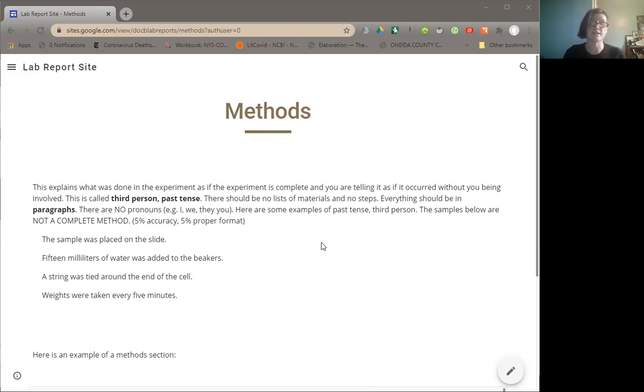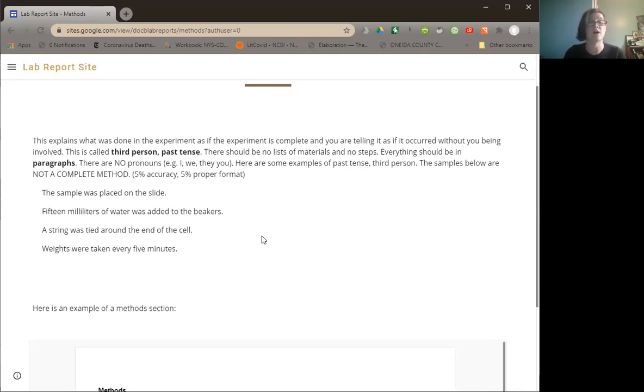The other key thing to the method is we do it in what is called third person past tense. So as if it already happened, because at the point you're writing this, it already did. You did this experiment. Or even if you haven't, you at least know what you're going to do. And again, no pronouns. You are not part of your experiment. Only the objects involved are. So this is an example of some ways you would say that.